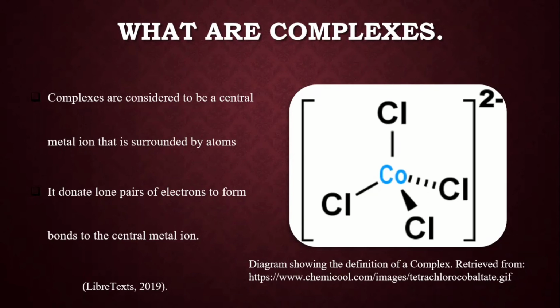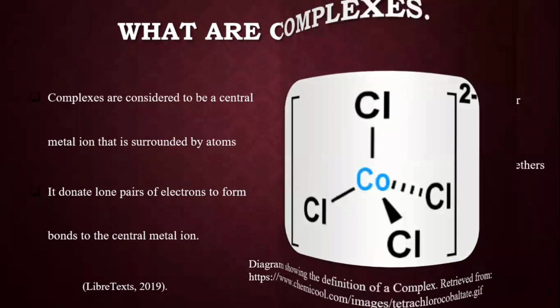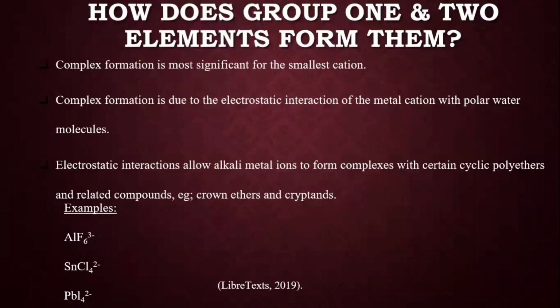It forms when compounds with unbonded electrons donate their electrons to the central metal ion. These compounds or elements that donate the lone pairs are commonly called ligands. That is what is demonstrated in the picture here. Now on the next slide, we will talk about how group 1 and 2 elements form complexes.